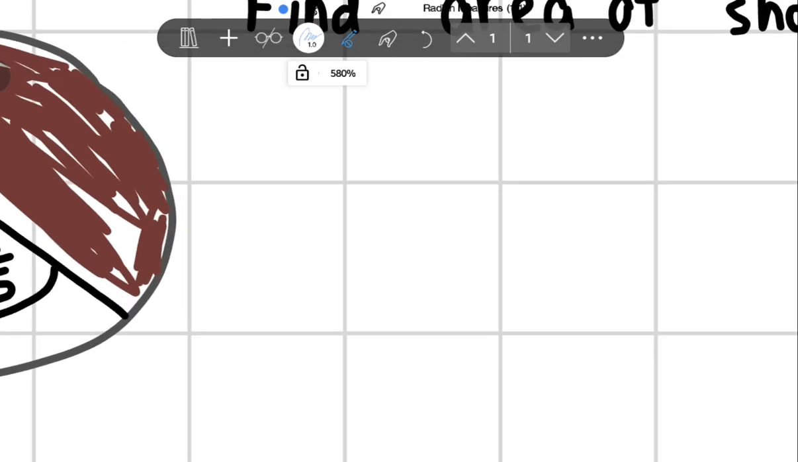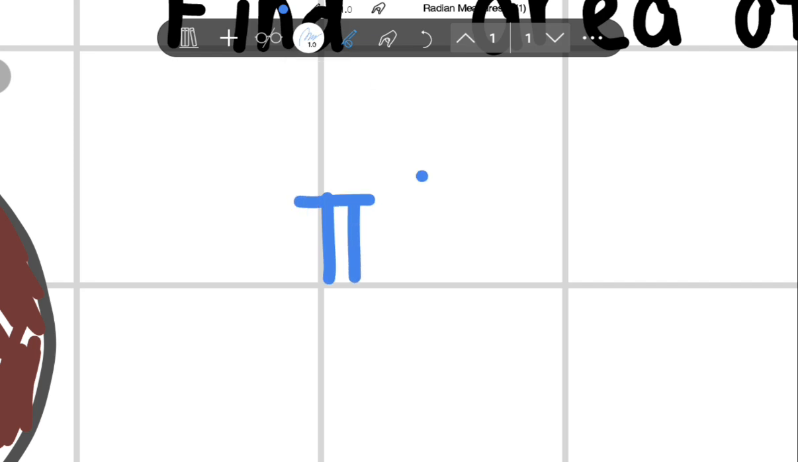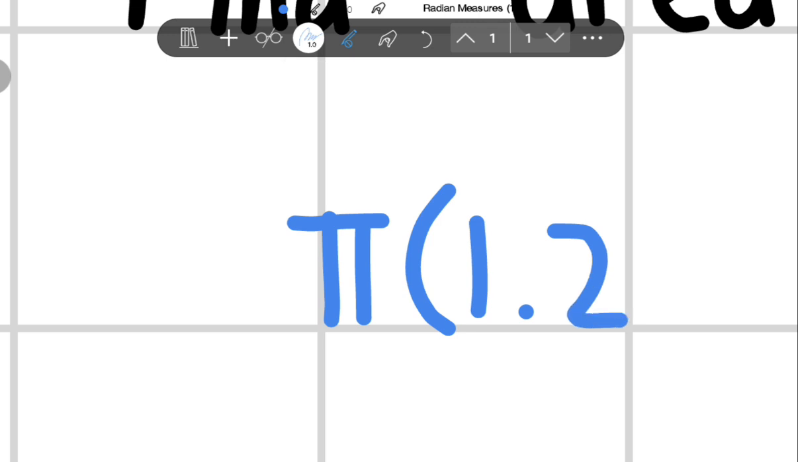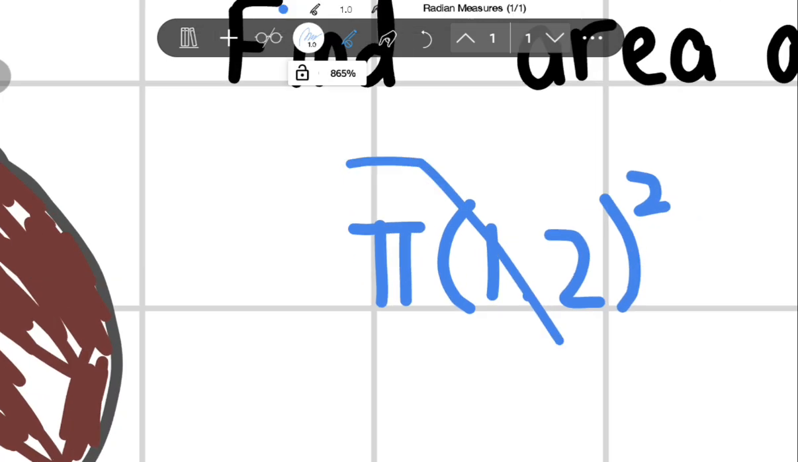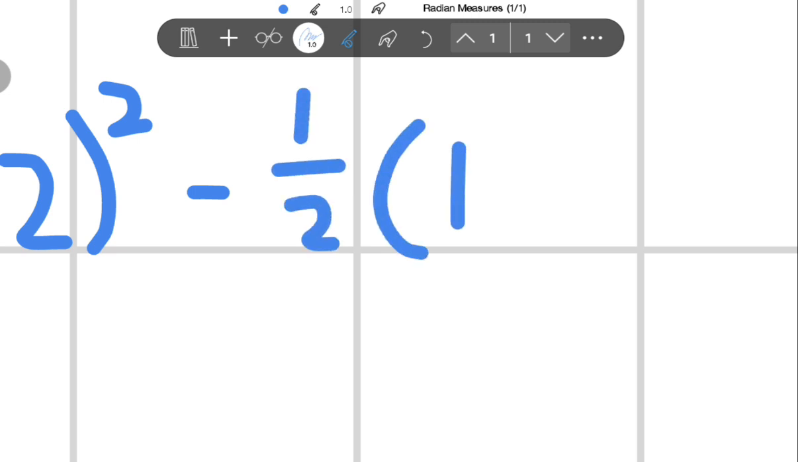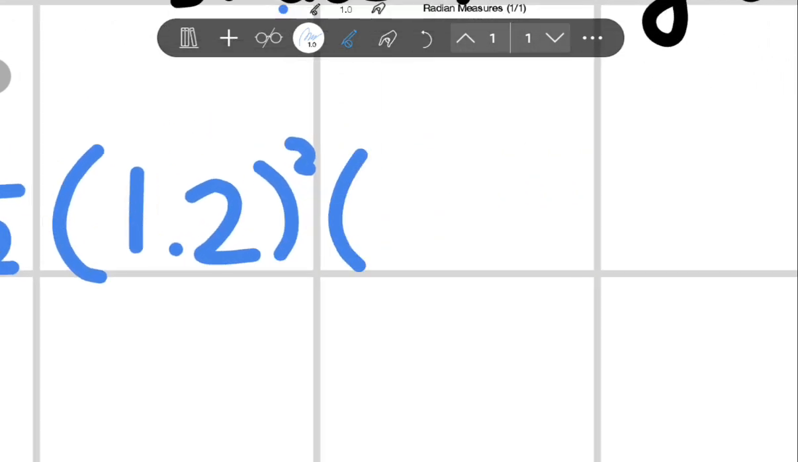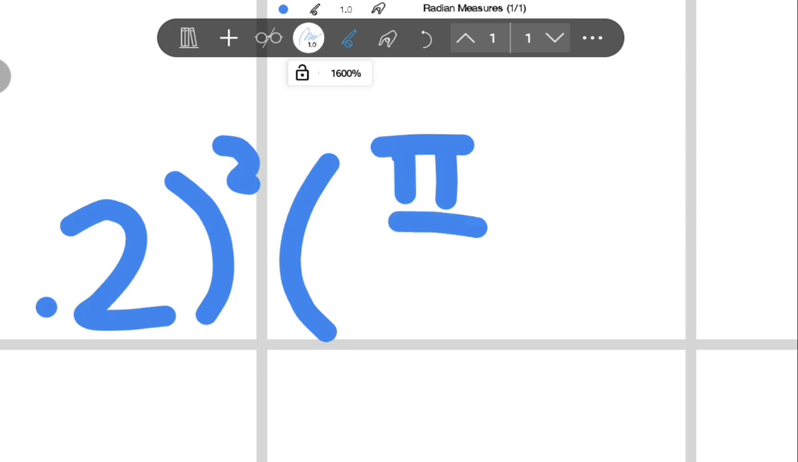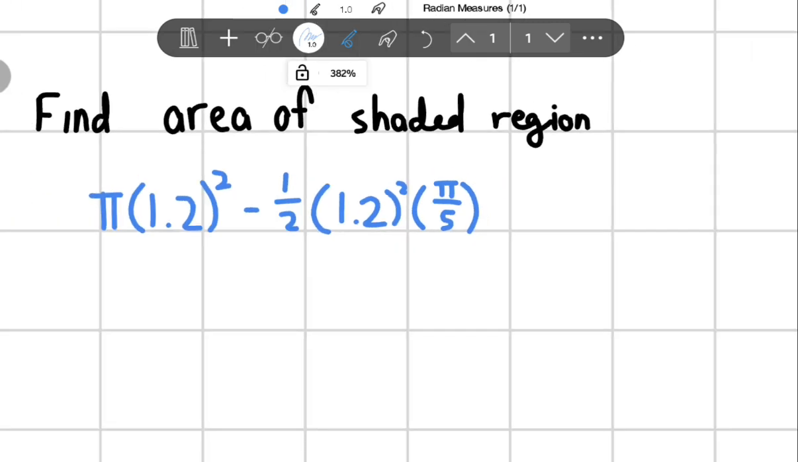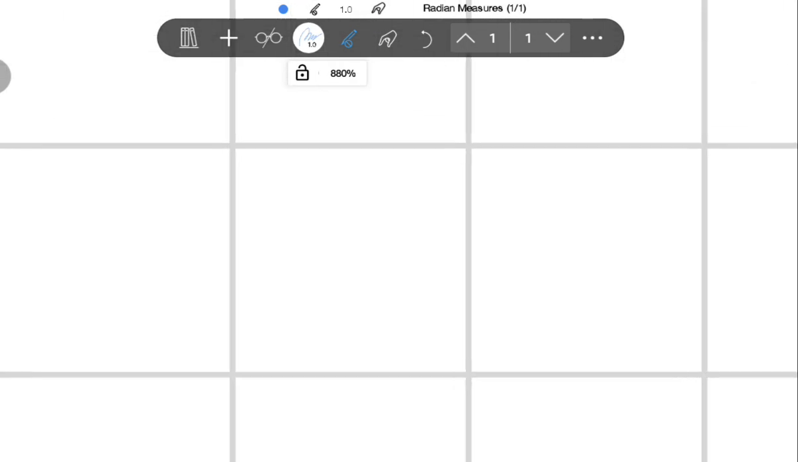So we have the area of the circle, which is pi r squared, with the radius given here as 1.2, so pi times 1.2 squared, minus the area of the sector, which is half r squared, so half times 1.2 squared, and theta being pi over 5. Let's calculate that, and we're asked to leave this in terms of pi if it's appropriate to. So let's continue simplifying this even further.